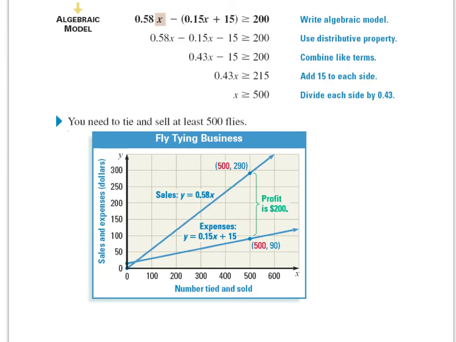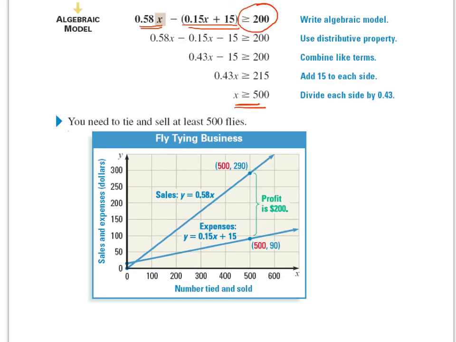So hopefully you wrote that you're going to bring in 0.58 times the number of flies. That's the income. But you have to subtract the costs, and the costs are 15 cents for every one of the flies, and that $15 that you had to send. And all of that, then, that difference is your profit, and you want that to be greater than or equal to 200. And solving that inequality, you get down to then you have to sell 500 or more flies. So they distributed, combined like terms, added 15, and divided by 0.43.